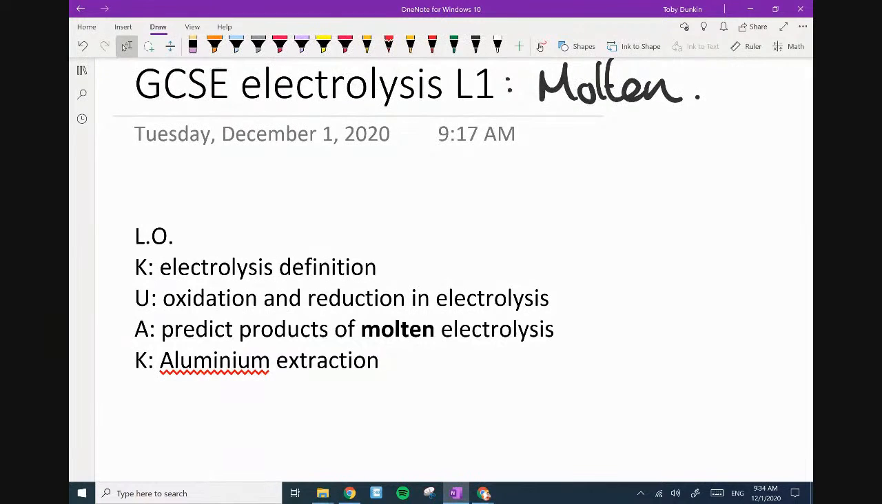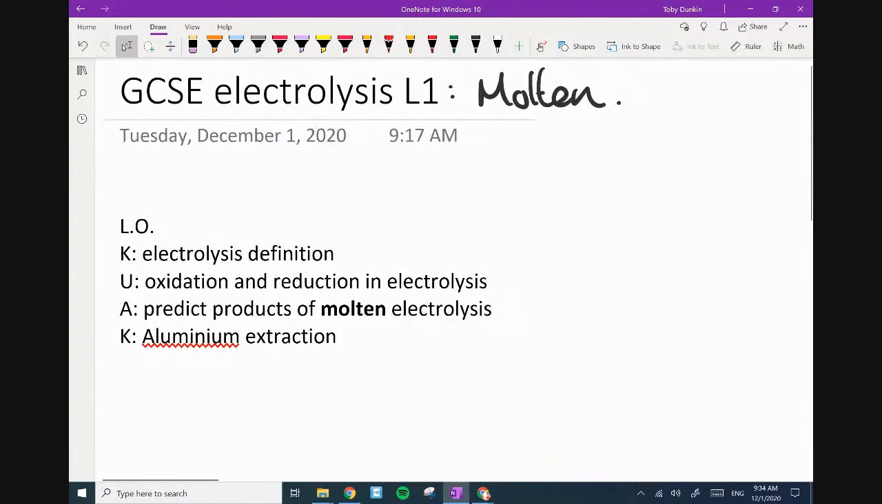Number 1, know the definition of electrolysis and be able to understand it from a decomposition perspective. The next one is to understand electrolysis in regards to oxidation and reduction. That's important. The next one is be able to predict products of molten electrolysis. I'd like as well to assign them to their correct electrodes.